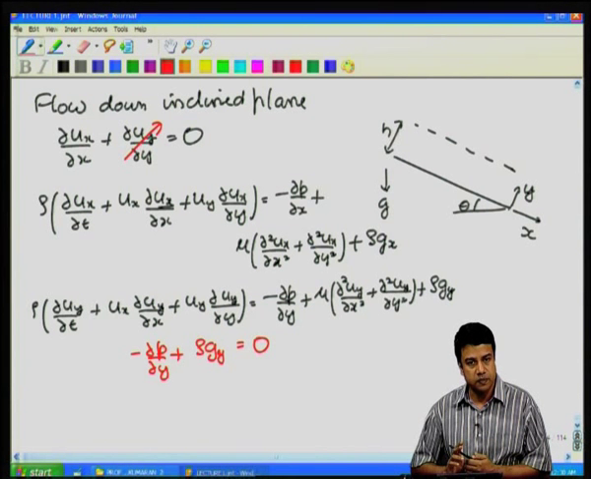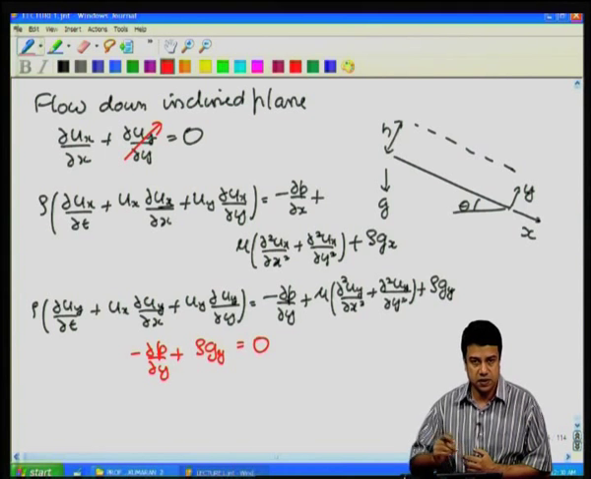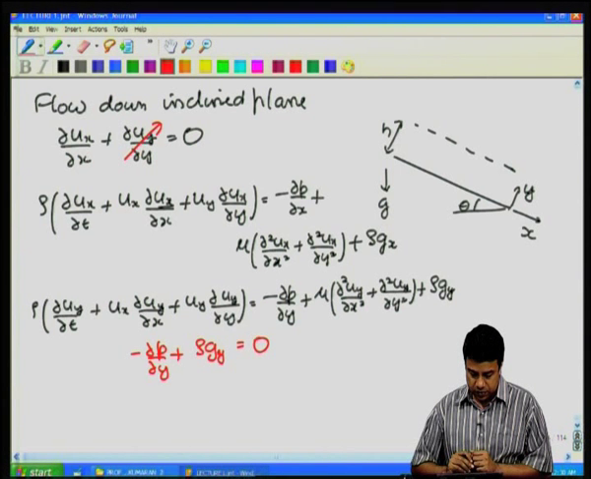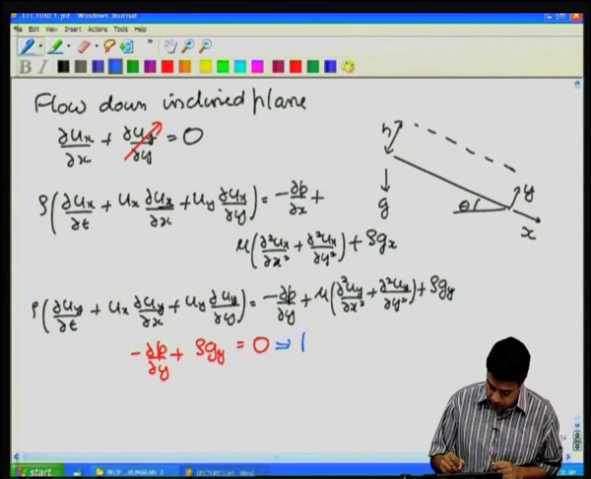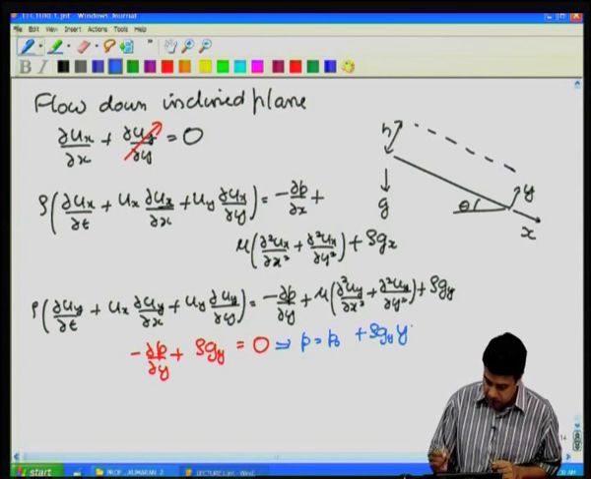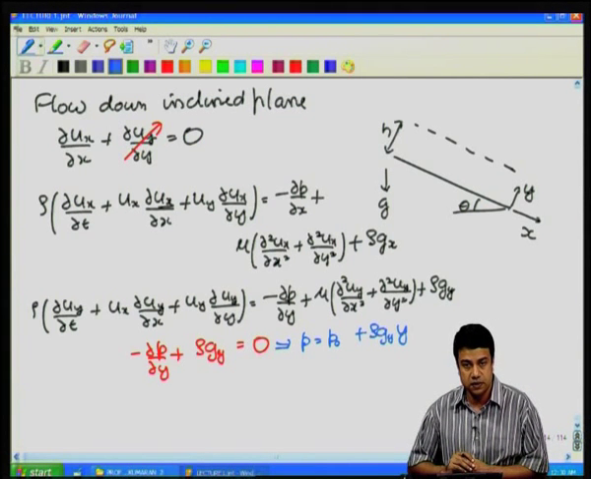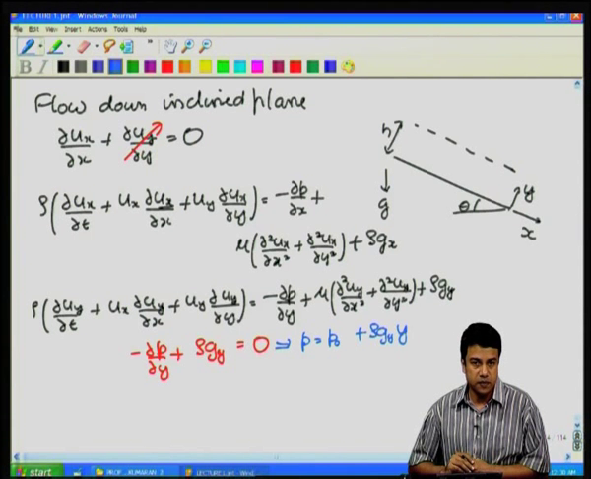So, the y momentum conservation equation is minus partial p by partial y plus rho times g y is equal to 0, where g y is pointing downward. So, g y is equal to minus g cos theta, but we will just assume it is a constant here. This can be solved easily to give the solution: P is equal to P naught plus rho g y times y. Just integrate this once.